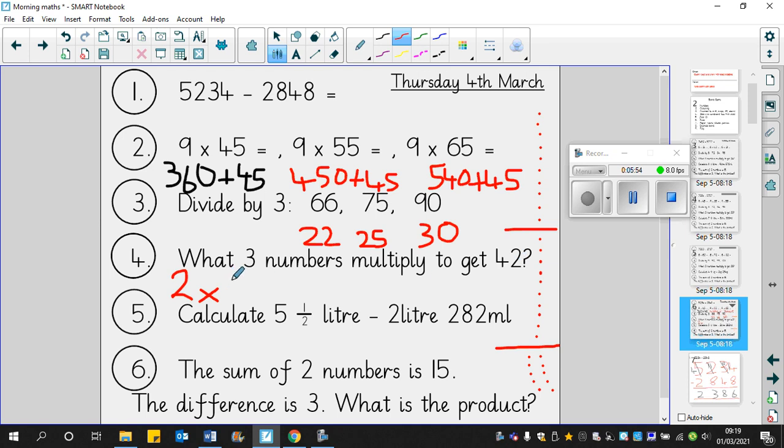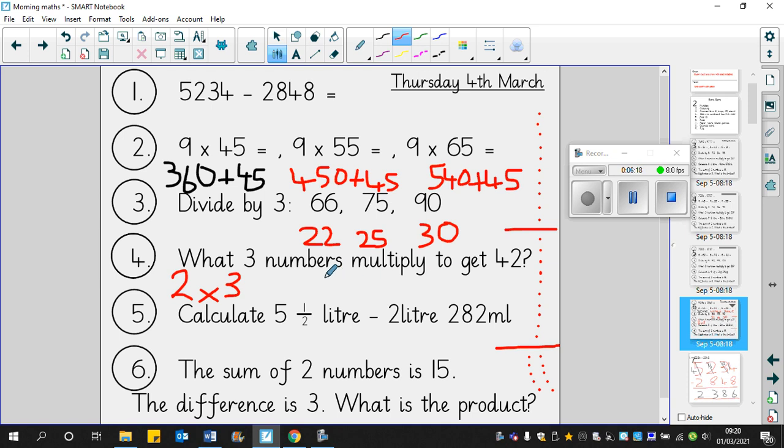So if we say like 2 times 4, that's another example. 2 times 4 is 8. 42 isn't in the 8 times table. So it's just a matter of trying a few different ideas. So let's try a 3. So 2 times 3, well, 2 times 3 is 6. And if you know your 6 times tables, you'll know that 42 is in the 6 times table.